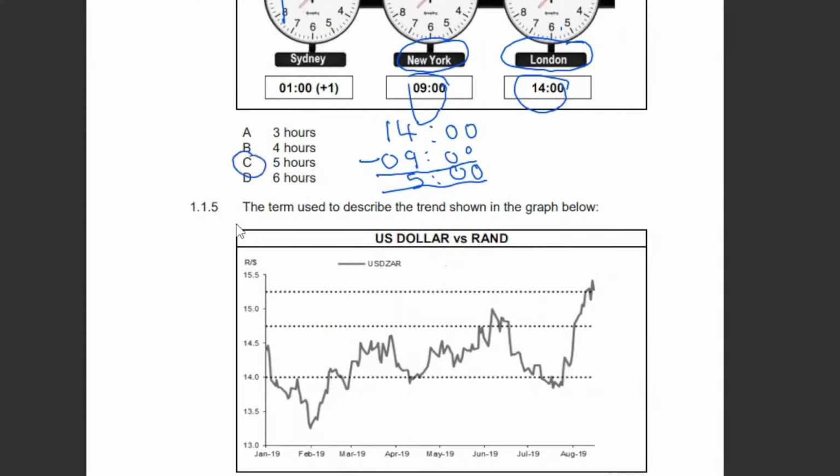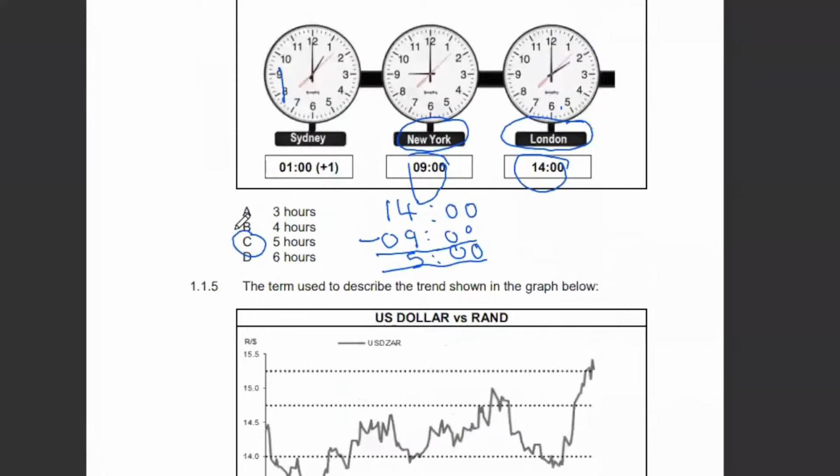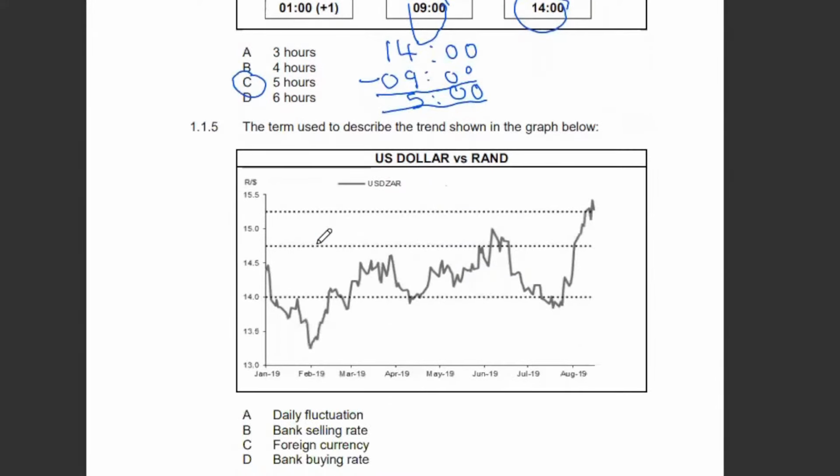So when you're given a sum like this one, you're supposed to subtract the two given times. In London, we are given 1400 hours. Then in New York, we are given 900 hours. So you say 14 minus 9, then you reach your final answer, which is 5 hours. So that is the correct answer then.